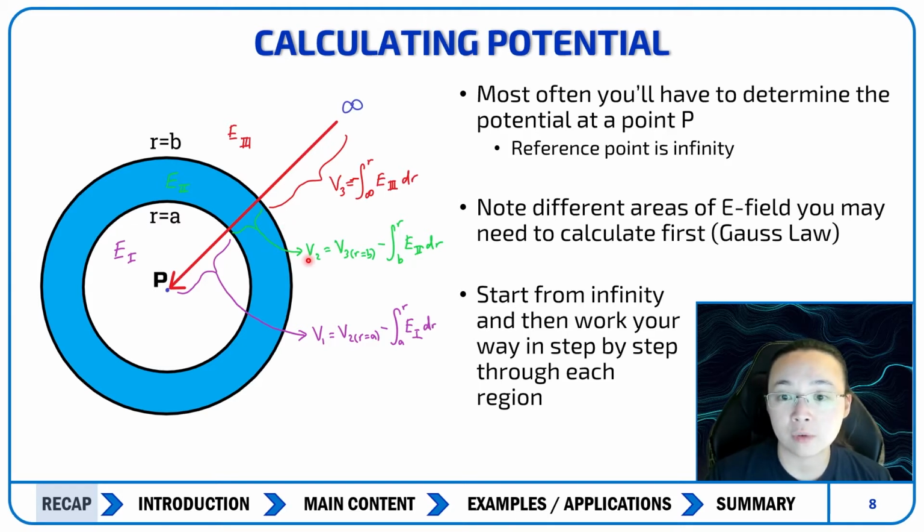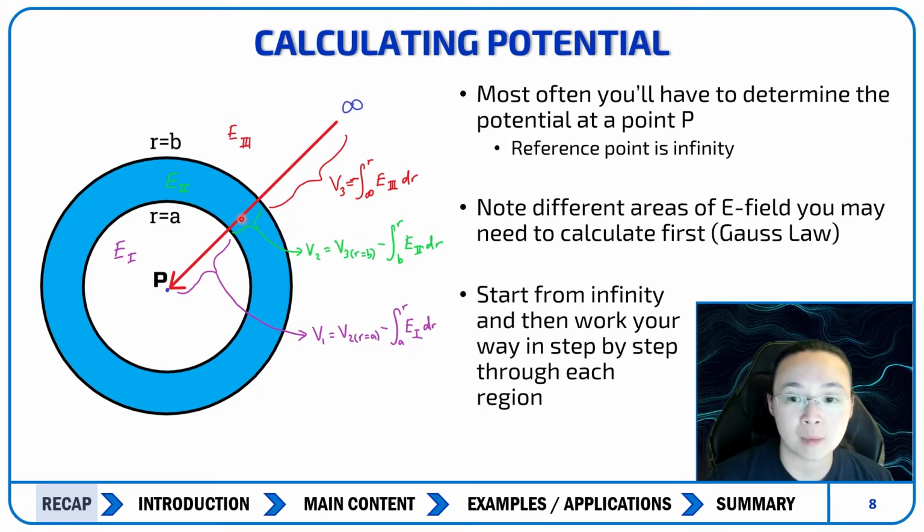So V2 is going to be, we're going to take V3 when r is equal to b to include all of this, and then we're going to subtract the integral from b to r, so any point in here, of E2 dr. So now you have this step-by-step process of going out to in, and if I want to figure out the electric potential at any point in region 1 inside here, it makes sense that I'm going to add this, and then a little piece of this to wherever my r is. So because V2 already includes V3, I don't want to add it again.